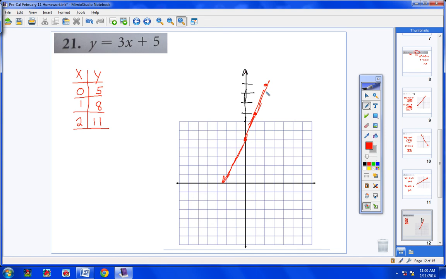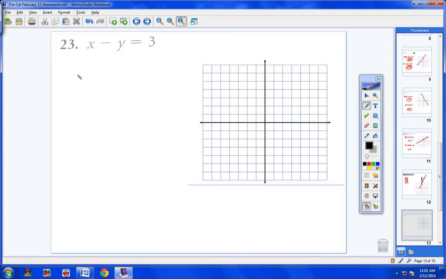And so there is the graphed line. This is called the table of values method or the plotting points method, whatever you would like to call it. Okay, and there's your 3 ordered pairs. All right, 2 more problems. Let's take a look at this one.